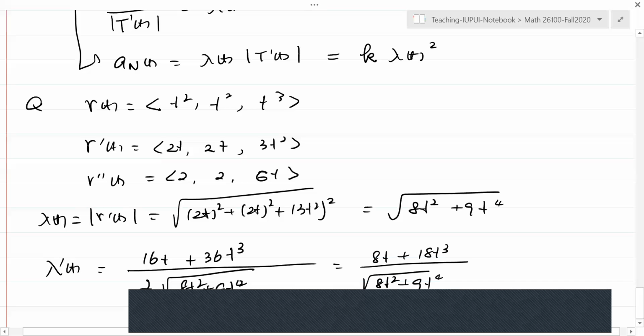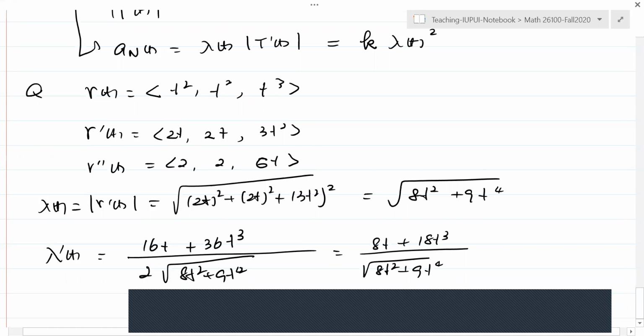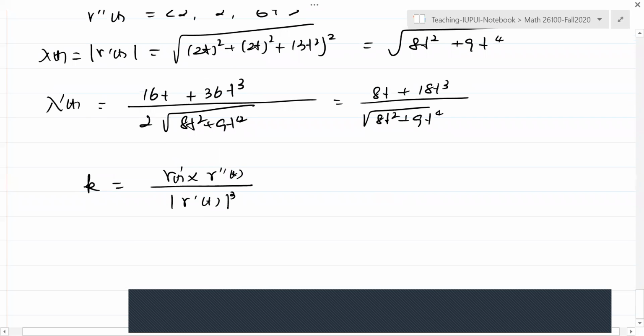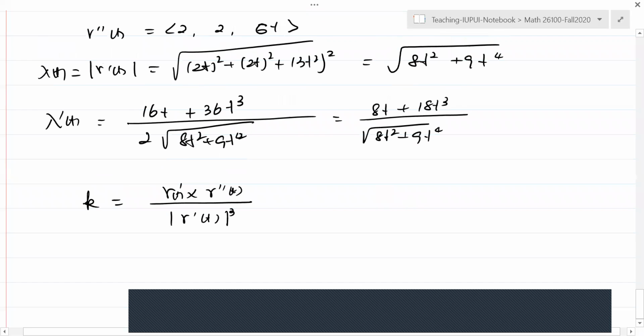Okay, based on the information I have here, I do need to find the curvature, okay? So remember, the curvature is going to be the norm of r prime cross r double prime, divided by this cubed, right? So I have to find the cross product of those two. Shouldn't the top also be the magnitude? No magnitude. The top is magnitude.